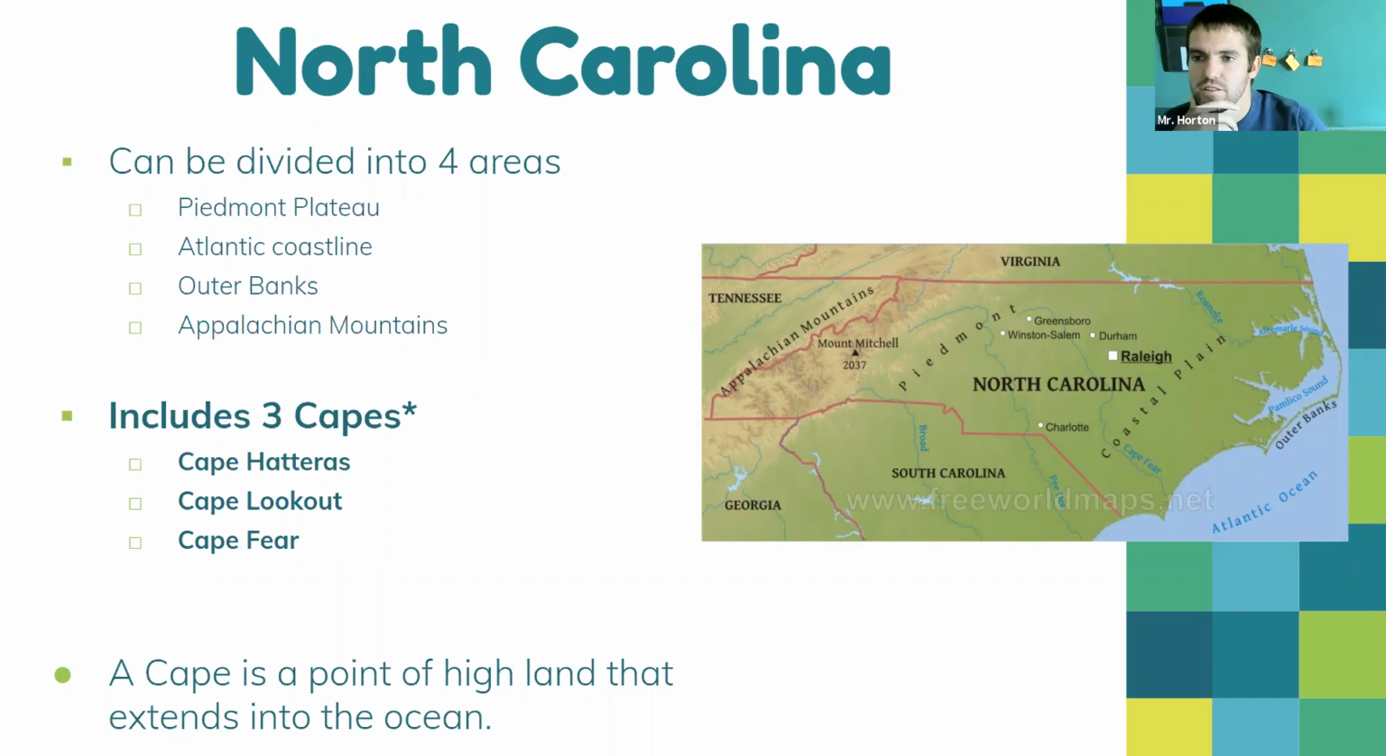A lot of people from Ohio tend to go to the beaches that are located in North Carolina, like the Outer Banks or Emerald Isle or Wilmington Beach or Myrtle Beach. Some of it's located in North Carolina. So Ohio people tend to travel to North Carolina frequently.